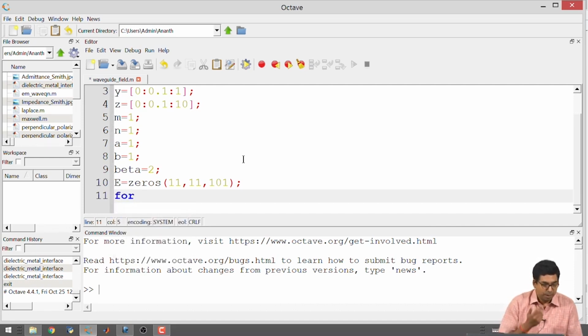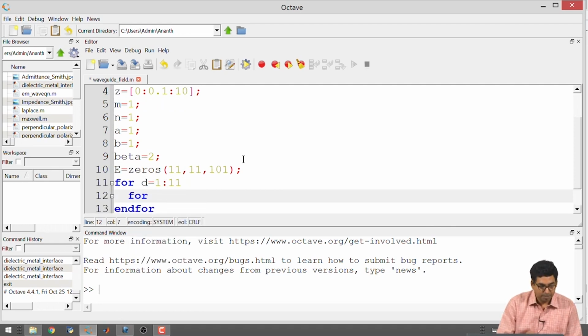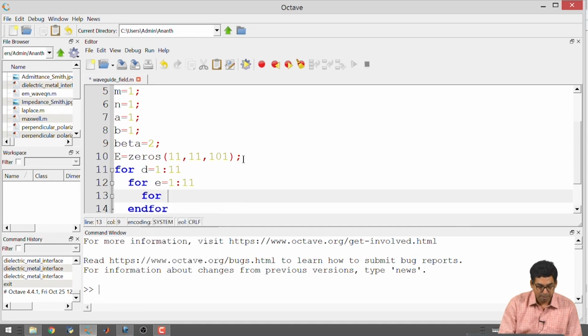Since a and b are already used for some constants, I and j, the thing is j comes in e to the minus j beta z, alright. So, I do not want to use those constants in the for loops, so I am just using d, e, f, etc. It's because I am just running out of constants. So, I am just going to make it d equal to 1 to 11, this is for x, right, for e equal to 1 colon 11, this is for the y, for f equal to 1 colon 101.